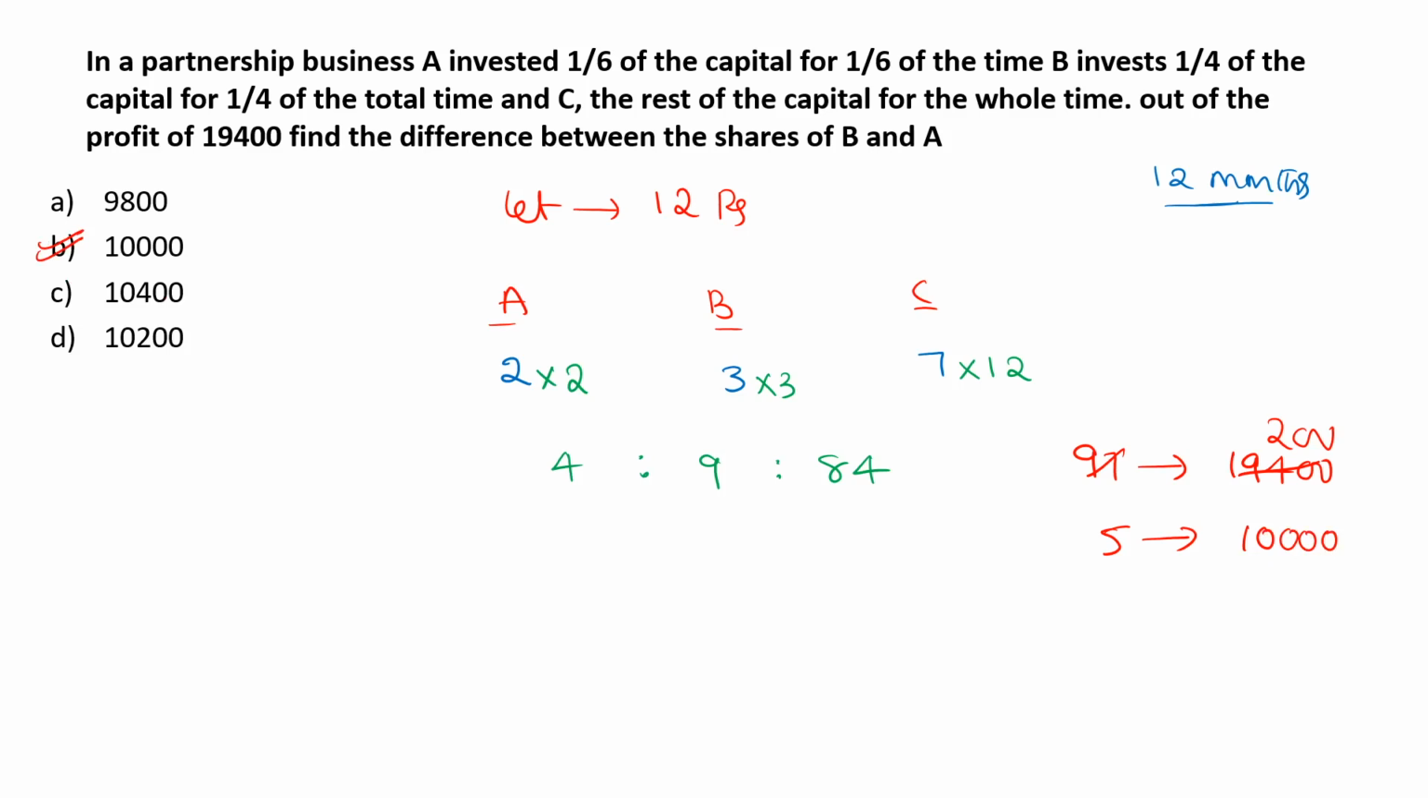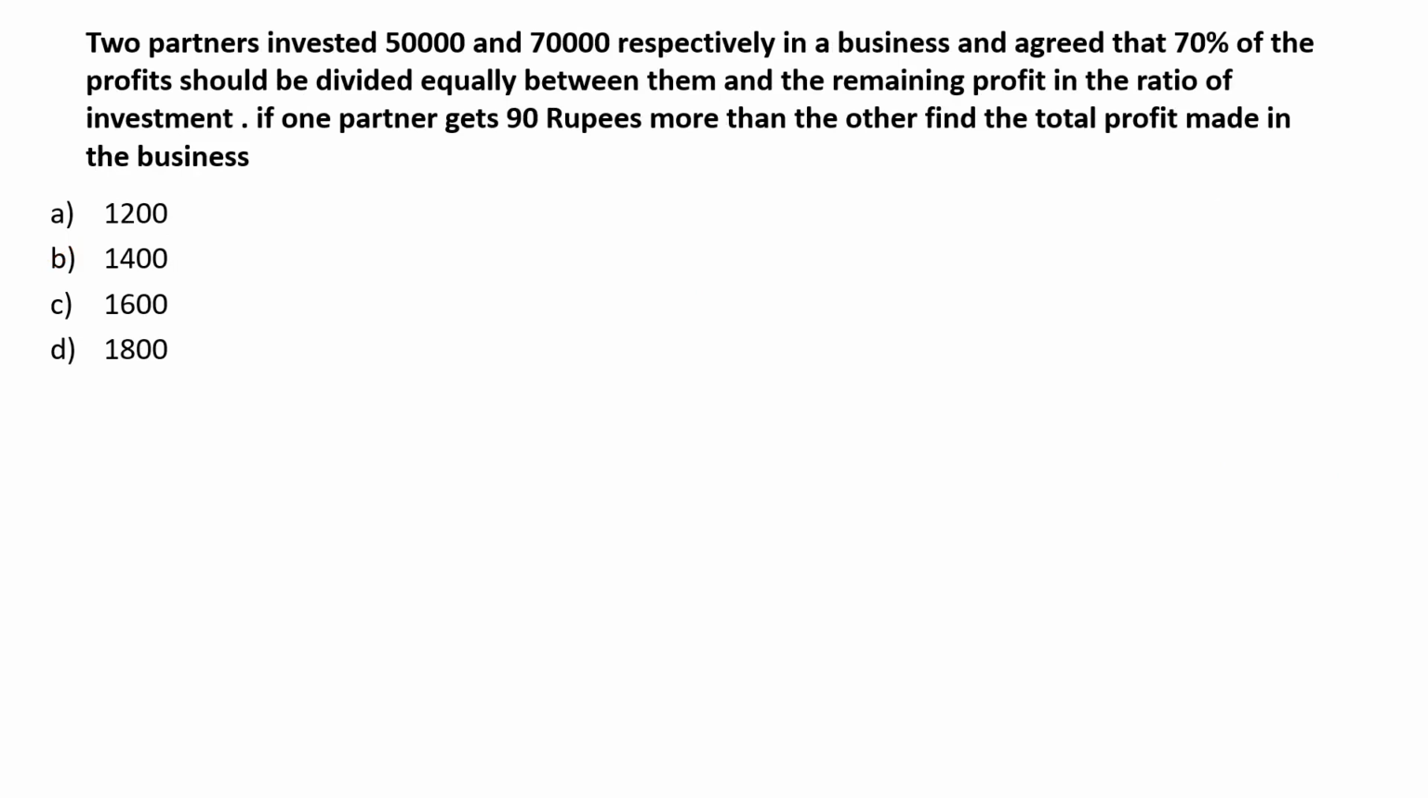Okay. Next one. Two partners invested 50,000 and 70,000 respectively in a business and agreed that 70% of the profit should be divided equally between them and the remaining profit in the ratio of investment. If one partner gets 90 rupees more than the other, then find the total profit made in the business.